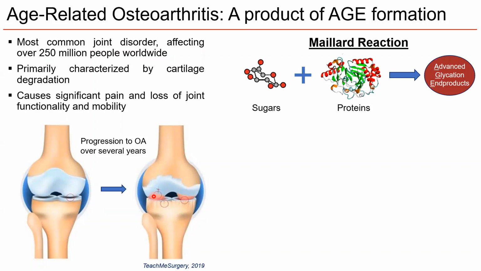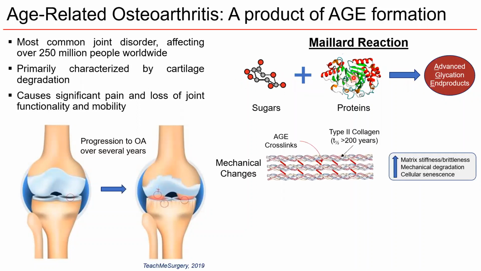Aging, the most common risk factor, can lead to the development of OA through the formation of advanced glycation end products, or AGEs, which are produced as a result of a Maillard reaction between sugars and protein lysine and arginine residues. In cartilage, AGEs form across long-lived proteins like collagen, forming crosslinks which greatly increase the stiffness and brittleness of the tissue, making it more susceptible to mechanical loading-induced degradation.